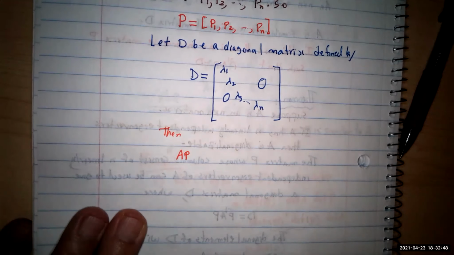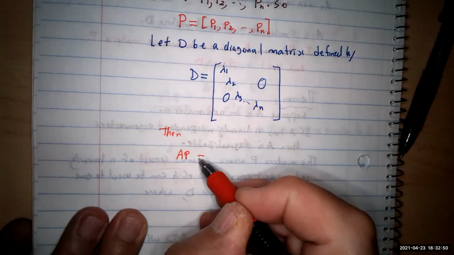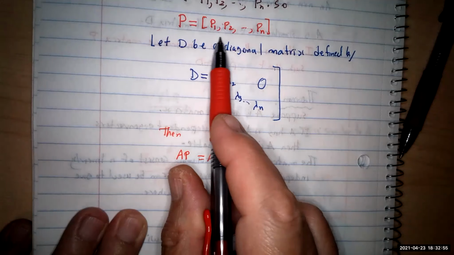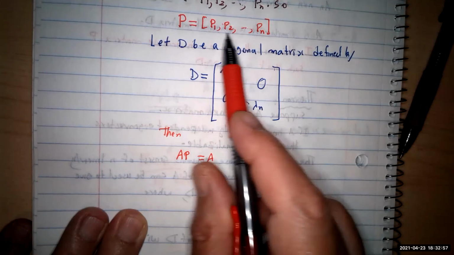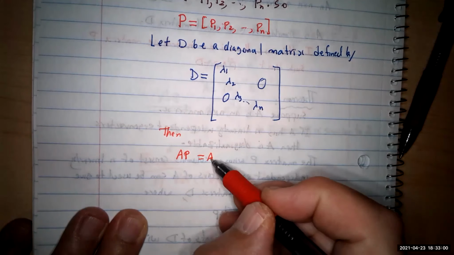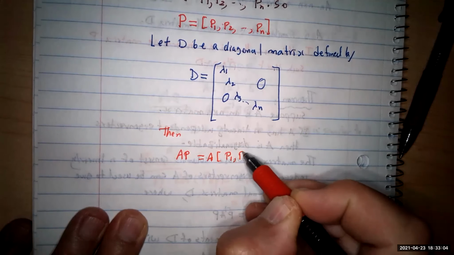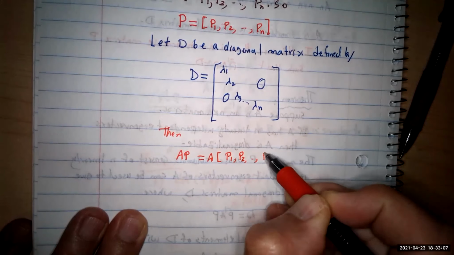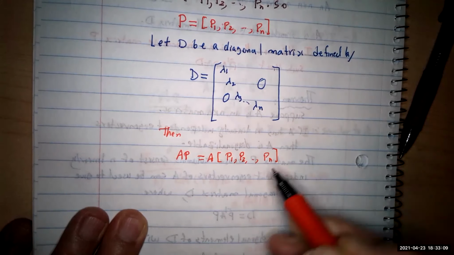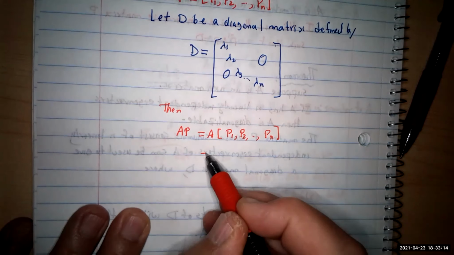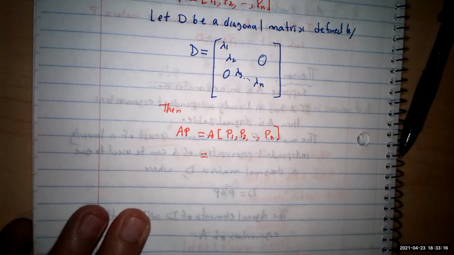All of them are matrices, okay? So this is going to be A times what? P is a matrix whose columns are those eigenvectors, so it's going to be A times the matrix P1, P2, up to Pn. Now, when you multiply them together, the result is going to be a matrix again.